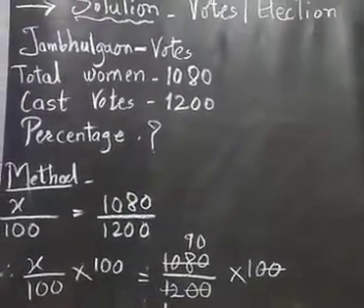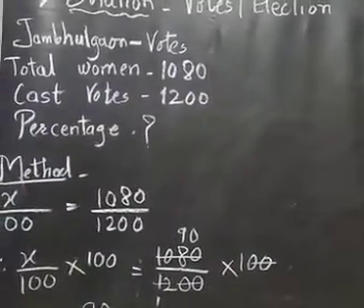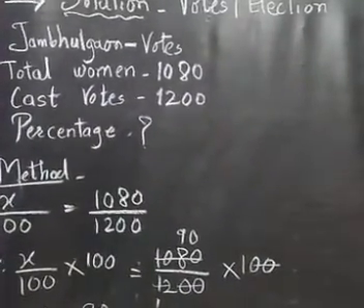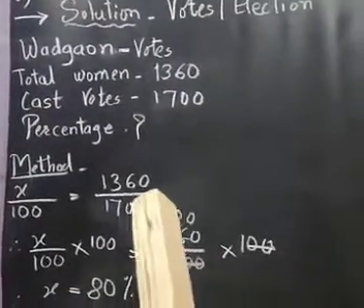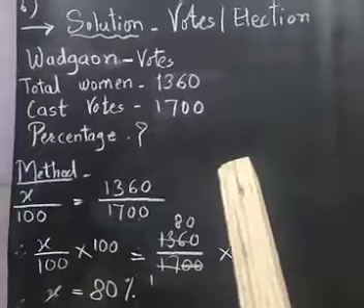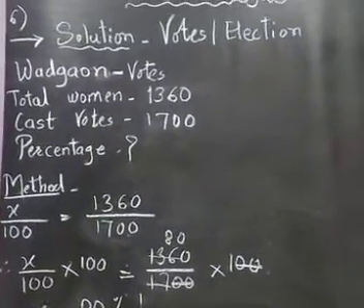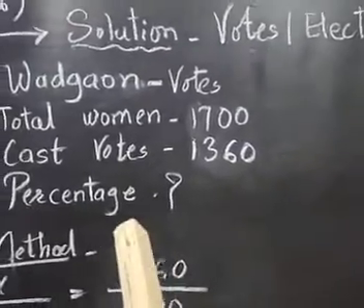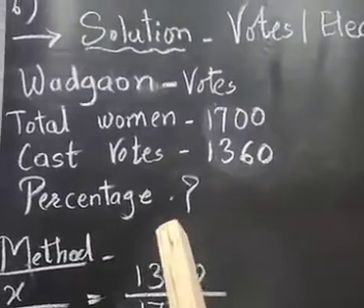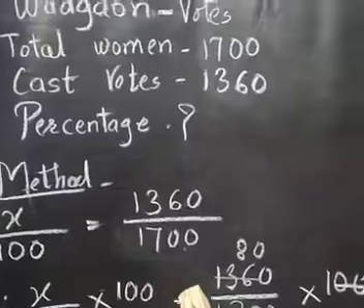Now we will find out for Vadgaon village, and then we will compare it. So this is a very big problem, a big example. Okay, now let us see for Vadgaon village. How many total women are there in Vadgaon? Total women are 1700, and out of that 1360 have given their votes. Let us find out the percentage.